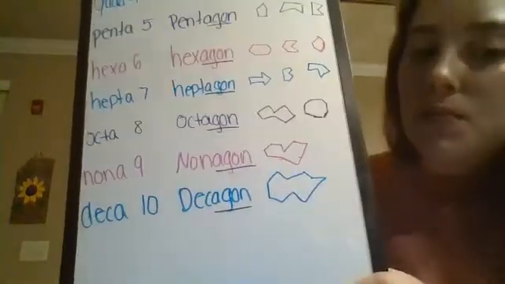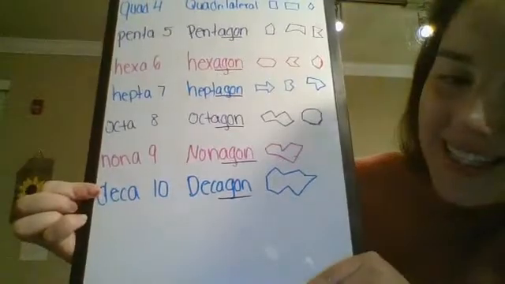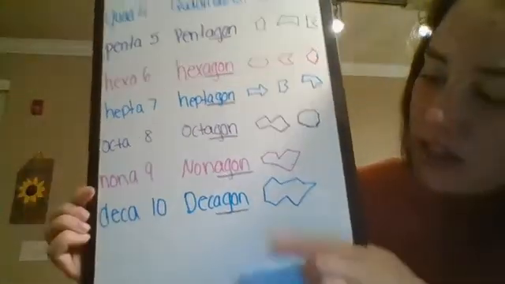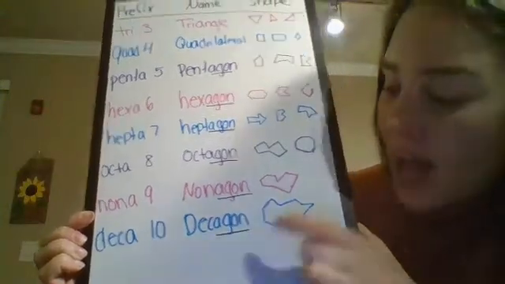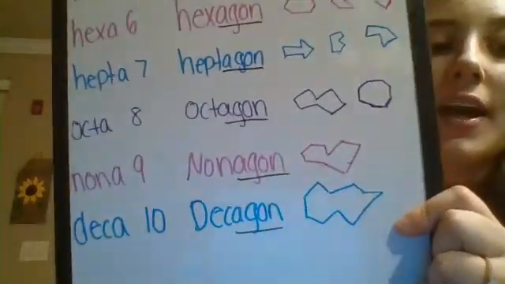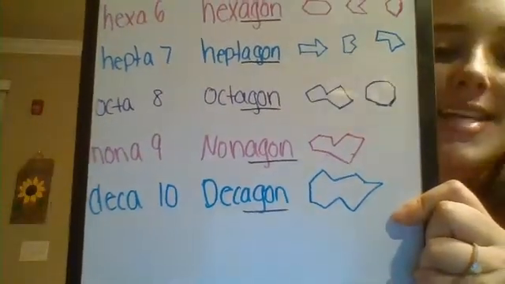And then the last one that we have for today is deca, which means 10, which is then a decagon, so a shape with 10 sides. This is my example of a decagon. Can you please say the word decagon?